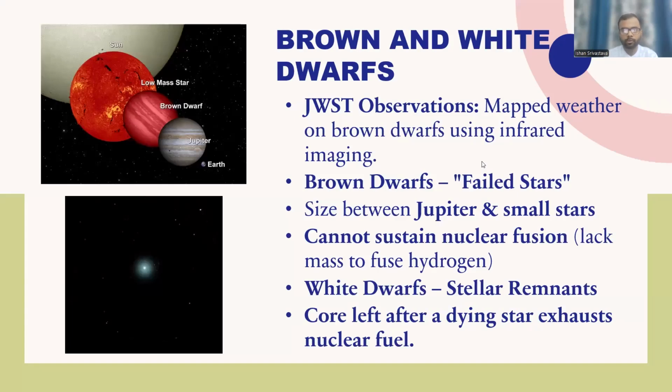Okay, so let's now come to something called brown and white dwarfs. Now, there are several types of dwarf stars. There are brown dwarfs, there are white dwarfs, there are red dwarfs, and there is also something called black dwarfs. So let's look at these one by one.